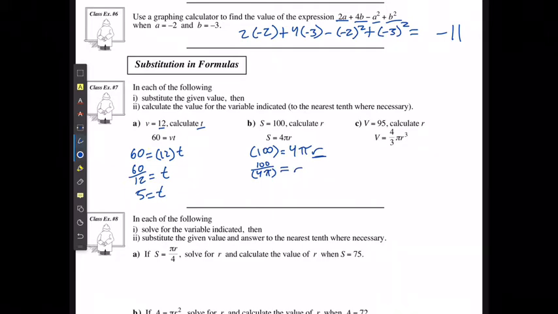And make sure you're using the pi button. Don't put in 3.14. Then I'm going to say that r is going to equal 100 divided by bracket 4 pi in my calculator. And that's going to give me 8.0.